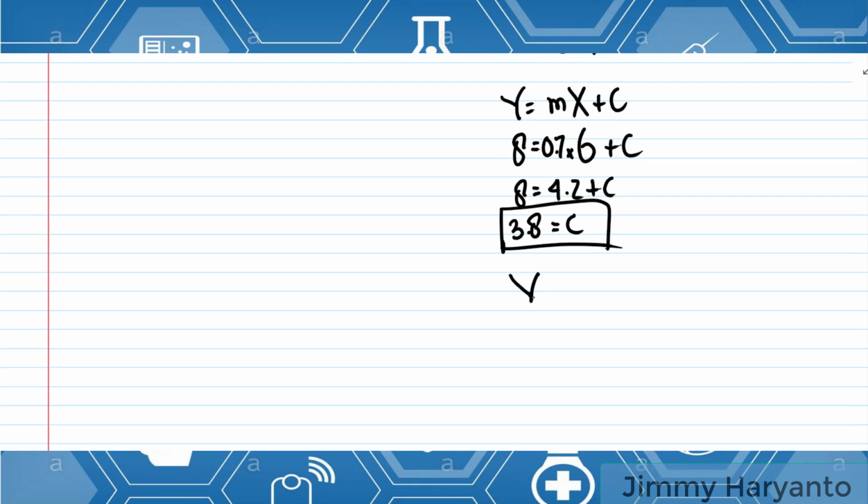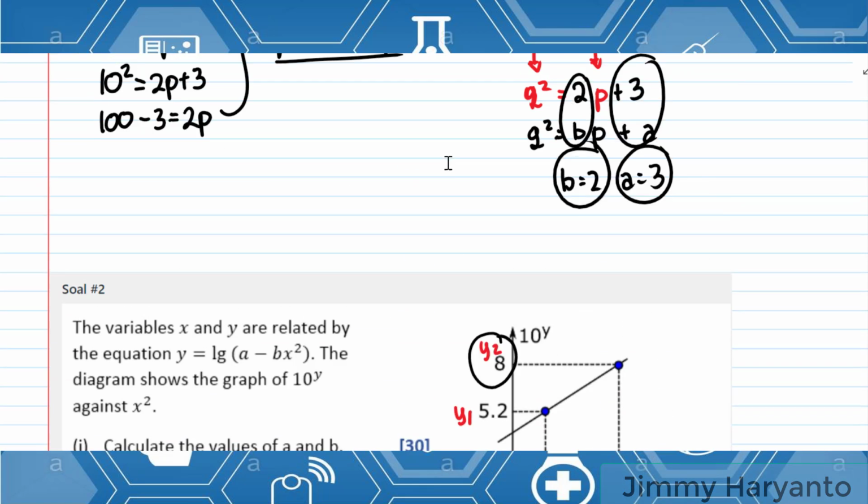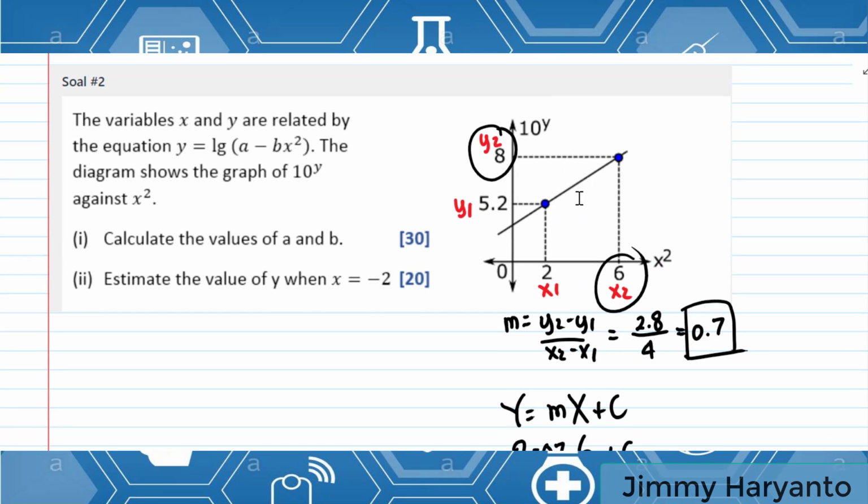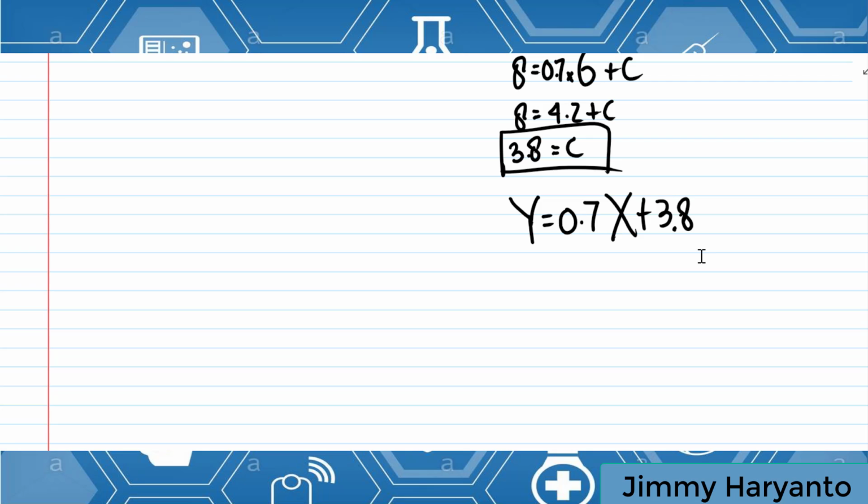Y equals to 0.7x plus c, 3.8. And then do not forget to change the y and x, big Y and big X, with 10 to the power of y and x squared. 10 to the power of y and x squared equals to 0.7 plus 3.8.